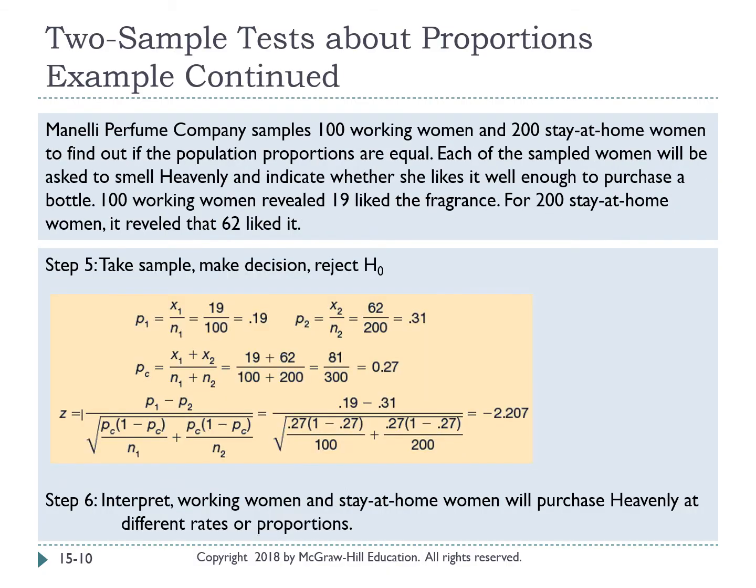Manly Perfume Company samples 100 working women. So this 100 is our N1 and 200 stay-at-home women. So this 200 is our N2. 100 working women reveal that 19 people like the fragrance. This 19 is our X1, and for the 200 stay-at-home women, 62 people like it. So this 62 is our X2.